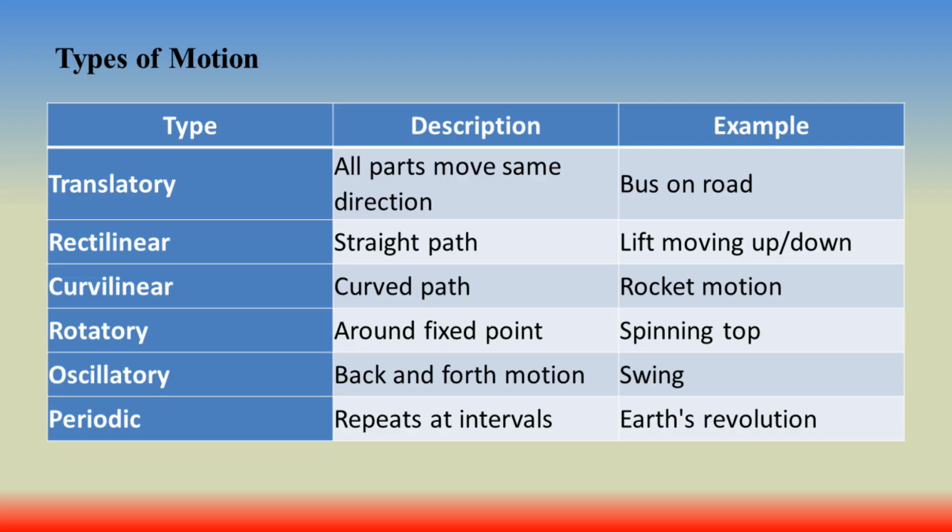Rotatory motion. Object rotates about a fixed axis like a fan. Oscillatory motion back and forth like a swing. Periodic motion repeats at regular intervals like Earth's orbit. Understanding the type of motion helps in analyzing the behavior of the system.